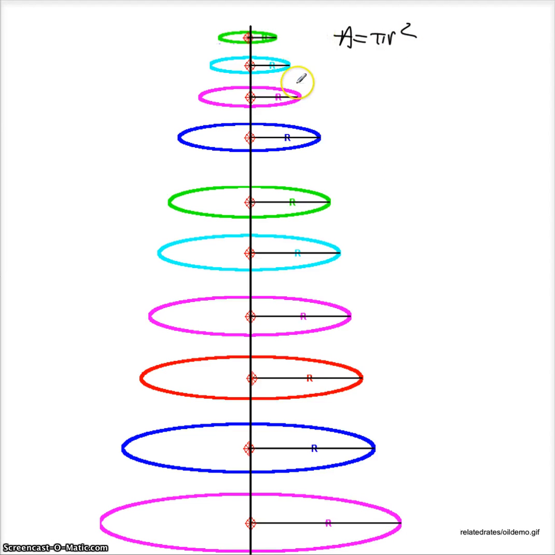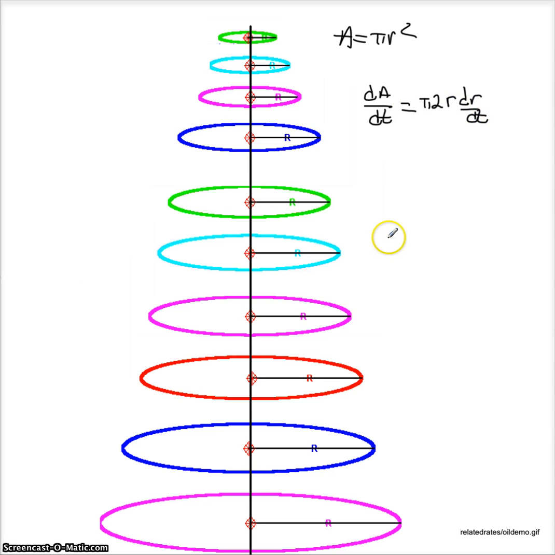Now, you can see as time goes on and the circles get bigger that the area is changing. And as a matter of fact, the area is changing with respect to time. So what if we took the derivative of this area with respect to time? That would give us a rate of change of the area, and that would be pi times 2r times the derivative of r with respect to t.